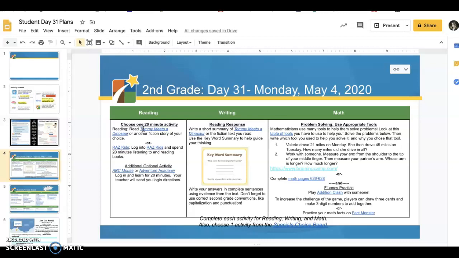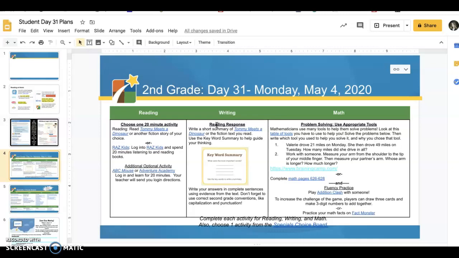I would say I would start with reading either Tommy Meets a Dinosaur or just a fiction story of your choice. Remember, fiction means it's a story, it's not teaching you, it's entertaining. And then you will use that book, whatever fiction story you read, to do this reading response. So I would say start with Tommy Meets a Dinosaur or another fiction story and then do this writing response about it. But let's talk about it before you start reading. I want you to know what you'll be looking for.